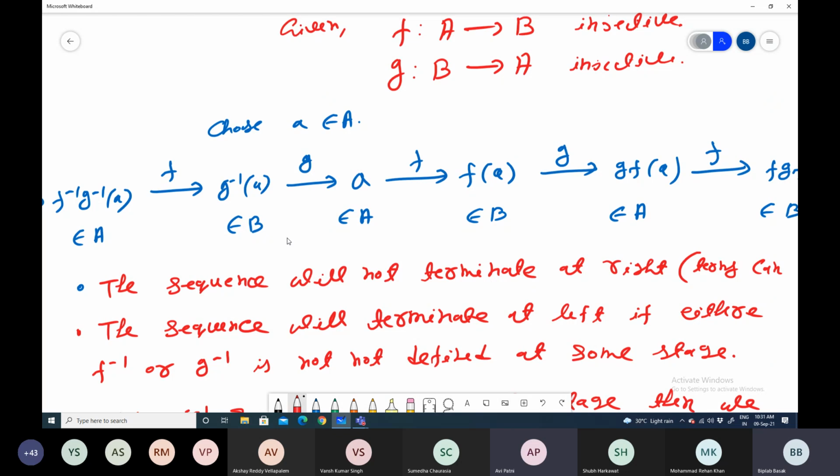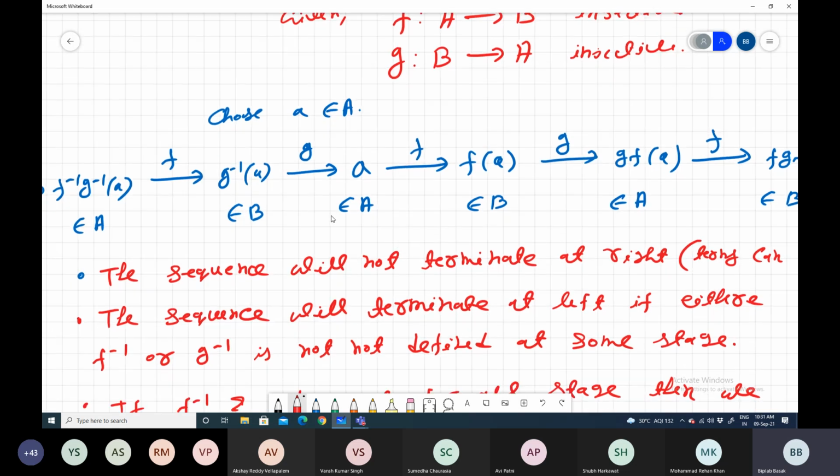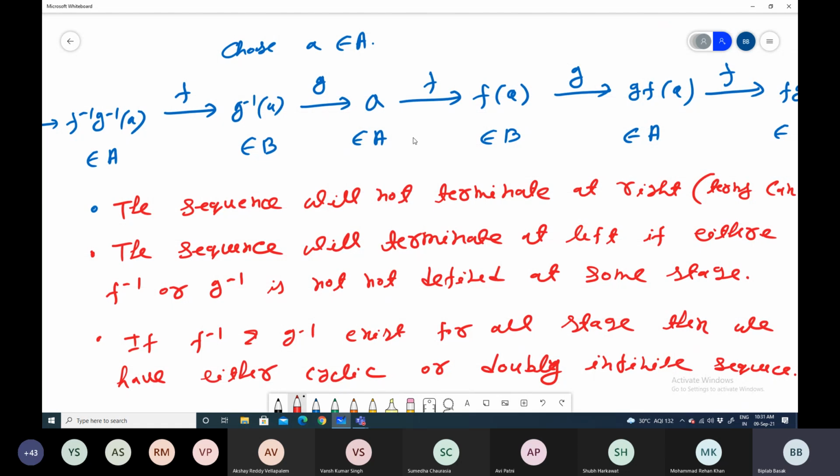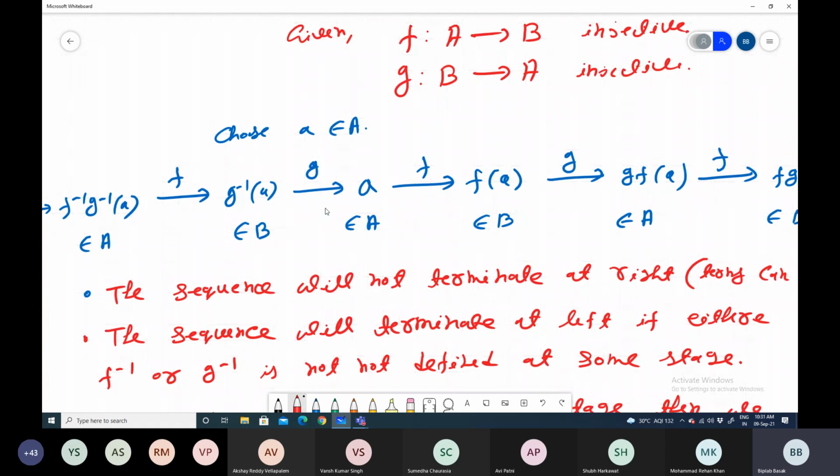Cyclic means no. Here we are defining cyclic. It is not a mathematical definition. Here we are just observing this one, so these terms may not be mathematical. What we mean by a cyclic sequence here is that it forms a cycle.